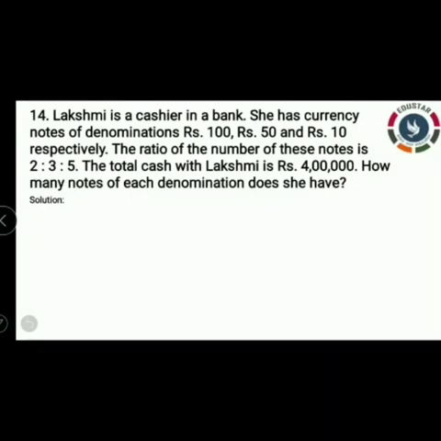Next, question number 14. Lakshmi is a cashier in a bank. She has currency notes of denominations 100 rupee, 50 rupee and 10 rupee respectively. The ratio of the number of these notes is 2:3:5. The total cash with Lakshmi is 4 lakh rupee. How many notes of each denomination does she have?